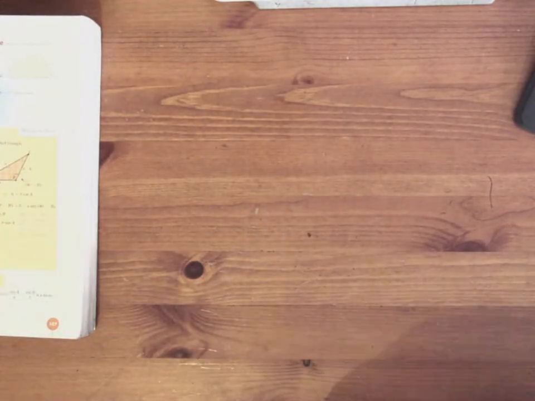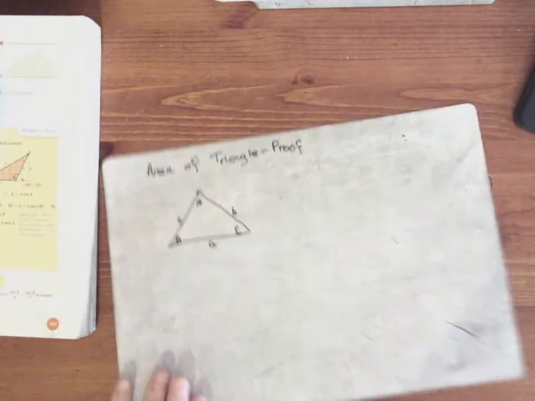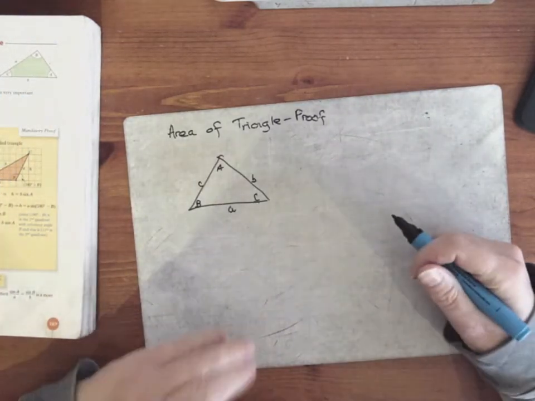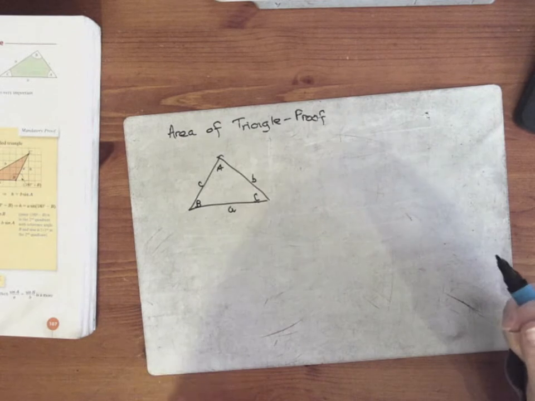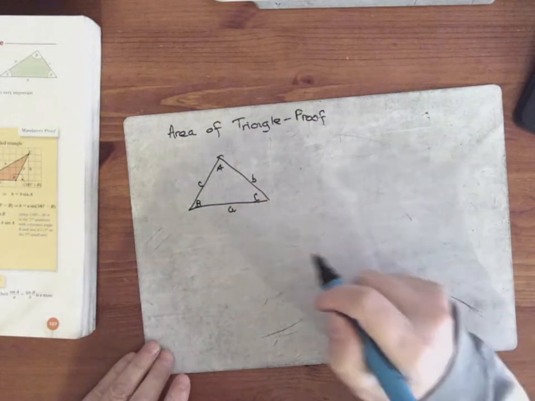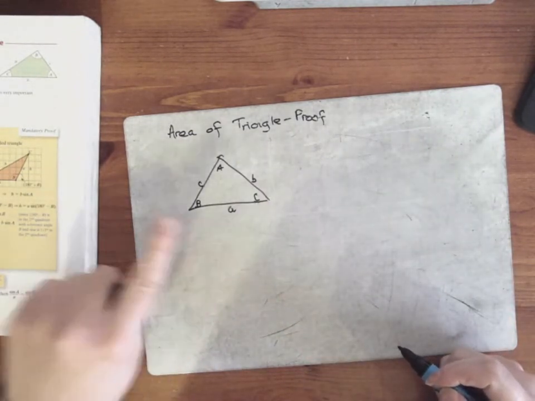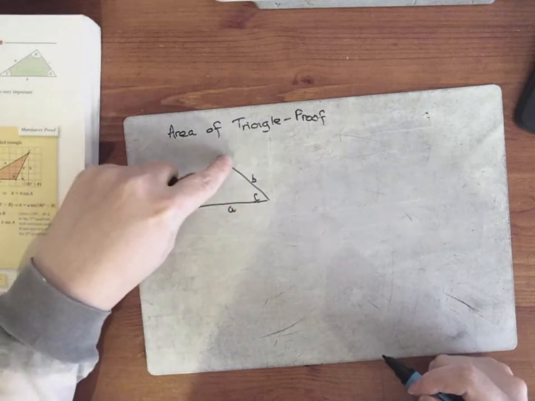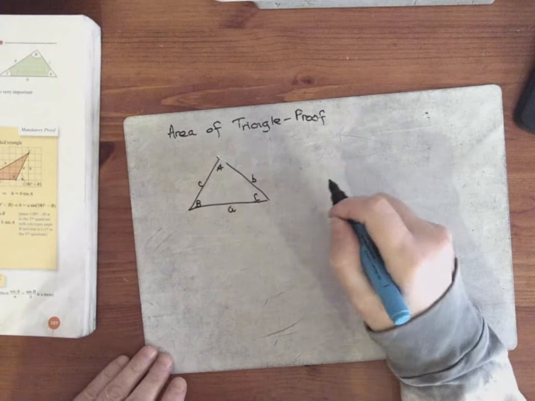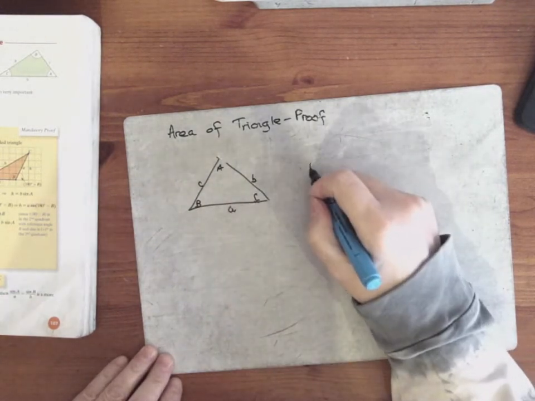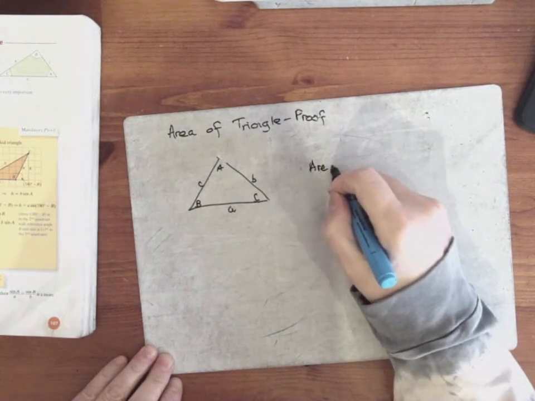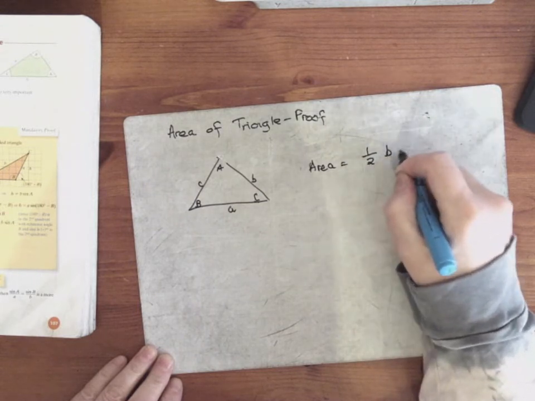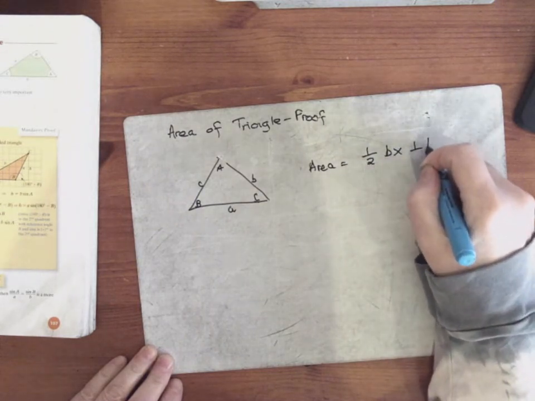This isn't a mandatory proof. The next small one isn't a mandatory proof, but you'll be asked non-mandatory proofs as well that you figure out yourself. So I'm just going to prove the area of a triangle, okay? So here's a triangle, capital A, small a, capital B, small b, capital C, small c. If I was to get the area of this triangle, it'd be half the base by the perpendicular height.